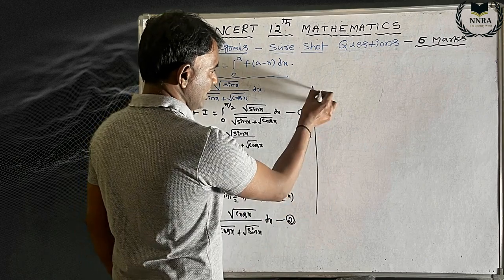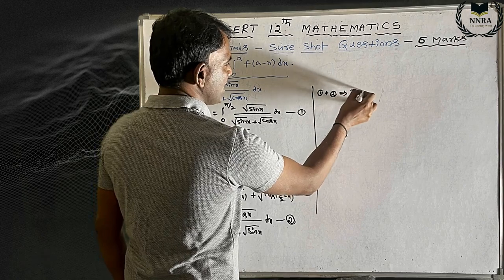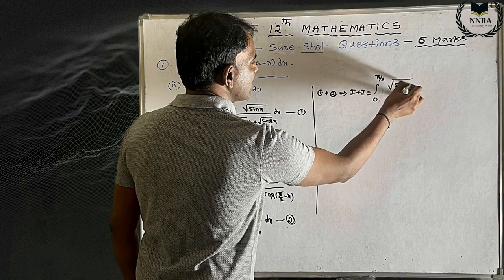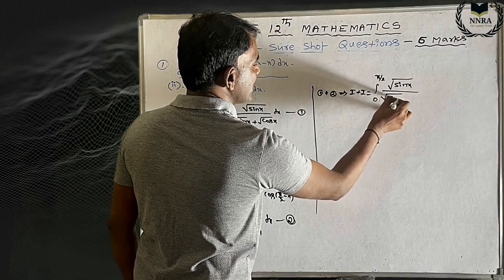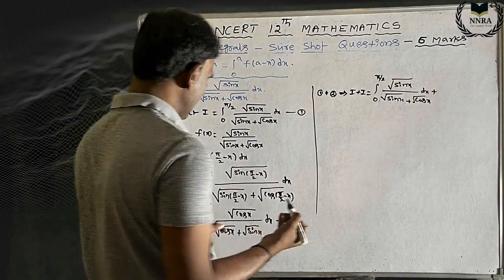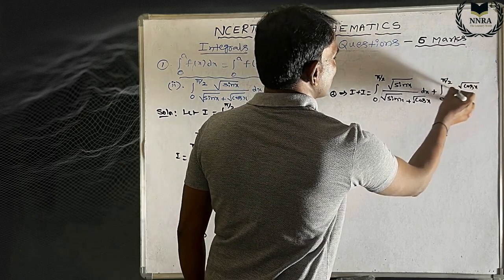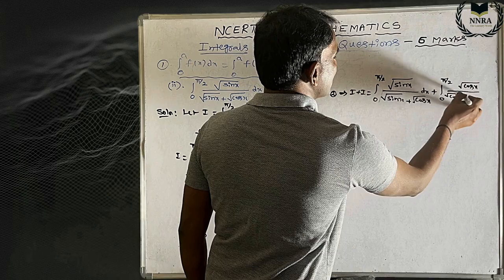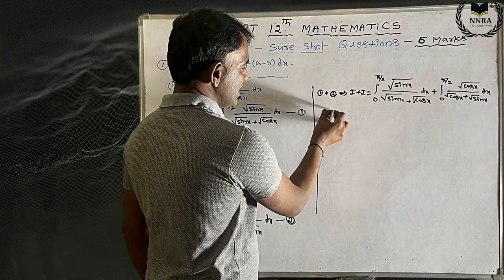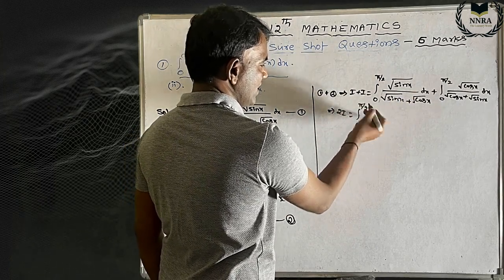After this, add 1 and 2. So how to write it? 1 plus 2 implies I plus I, and coming to this, 0 to pi by 2, root of sin x divided by root of sin x plus root of cos x into dx. Again the second one, 0 to pi by 2, root of cos x, and the denominator is root of cos x plus root of sin x, then dx. Now I plus I is 2I. And this is the common integral symbol, 0 to pi by 2.